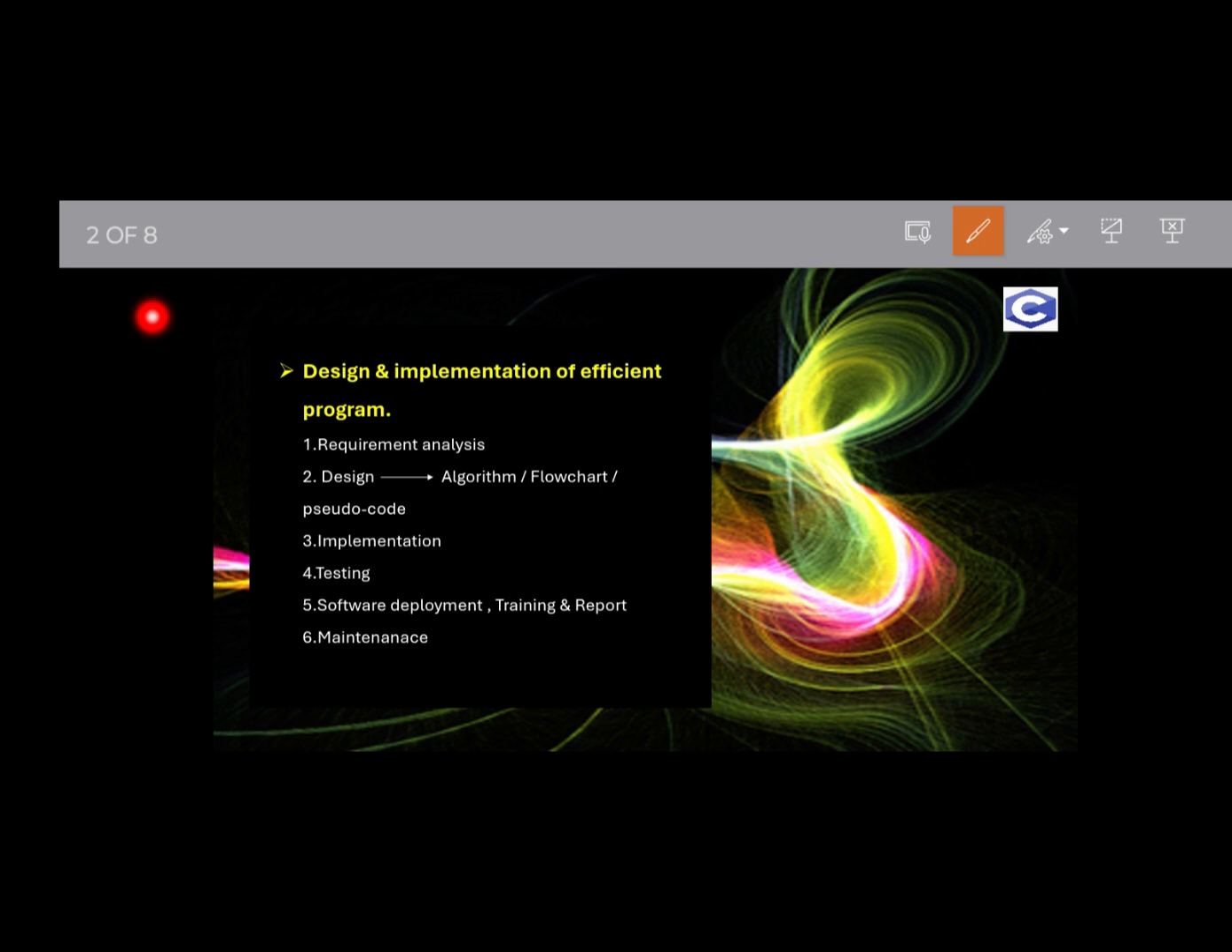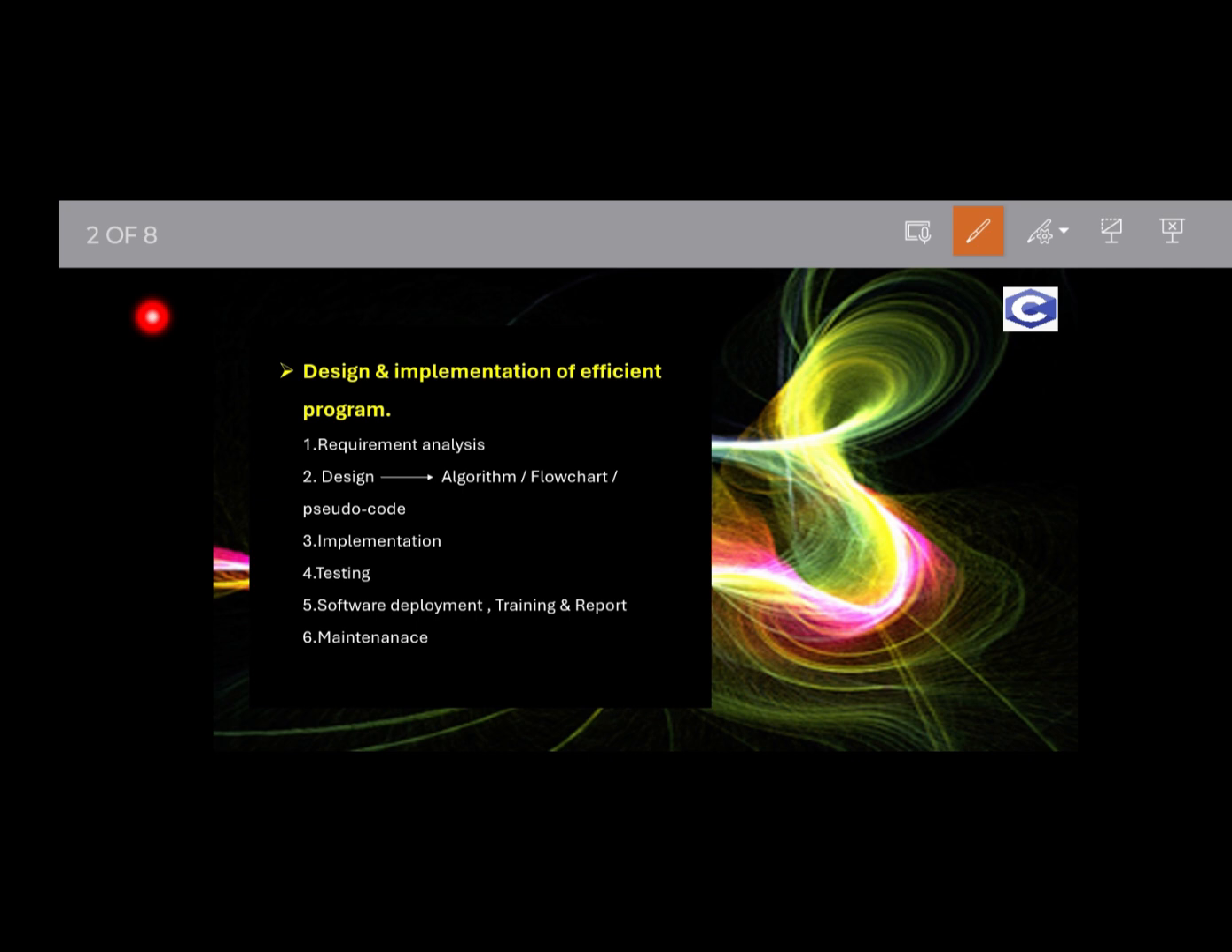Next, what we come across first is the design and implementation of an efficient program. It is nothing but the steps we follow for writing a program. So what is the first step? The first step is requirement analysis. The second is design, which includes algorithm, flowchart, or pseudocode. The third step is implementation. The fourth is testing. The fifth is software development, deployment, training and report. And the sixth one is maintenance.